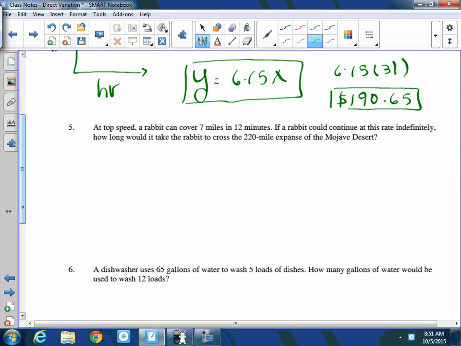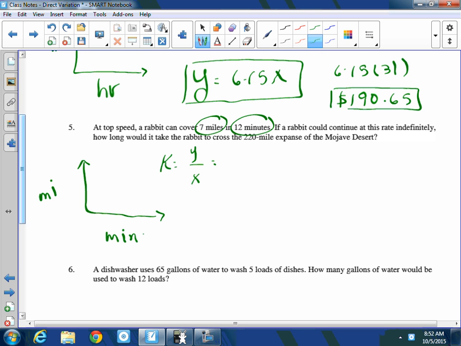We got 2 more. At top speed, the rabbit can cover 7 miles in 20 minutes. So what do you think this is talking about? Miles and minutes. Okay, so what depends on what? The longer he runs, the more he covers, right? Which means these are my minutes and these are my miles. And again, the little graph helps me with the y divided by the x so that I can find my constant of proportionality. Okay, so let's see. 7 miles, 12 minutes.